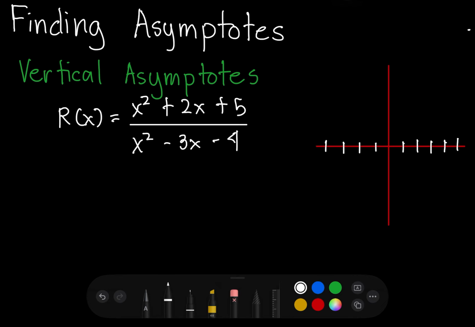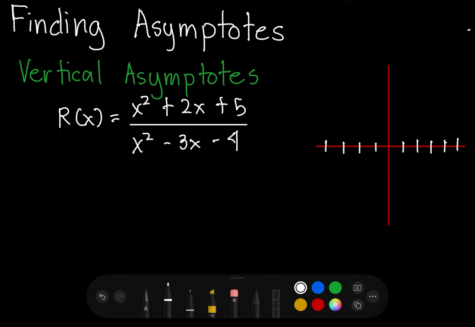Now, for finding the asymptotes, we have the vertical and horizontal asymptotes. But let us first discuss how to find the vertical asymptote. In finding the vertical asymptote, the only thing that we need is to find its illegal value for x. Anything that would make x be illegal is our vertical asymptote. So, paano ba siya nagiging illegal?